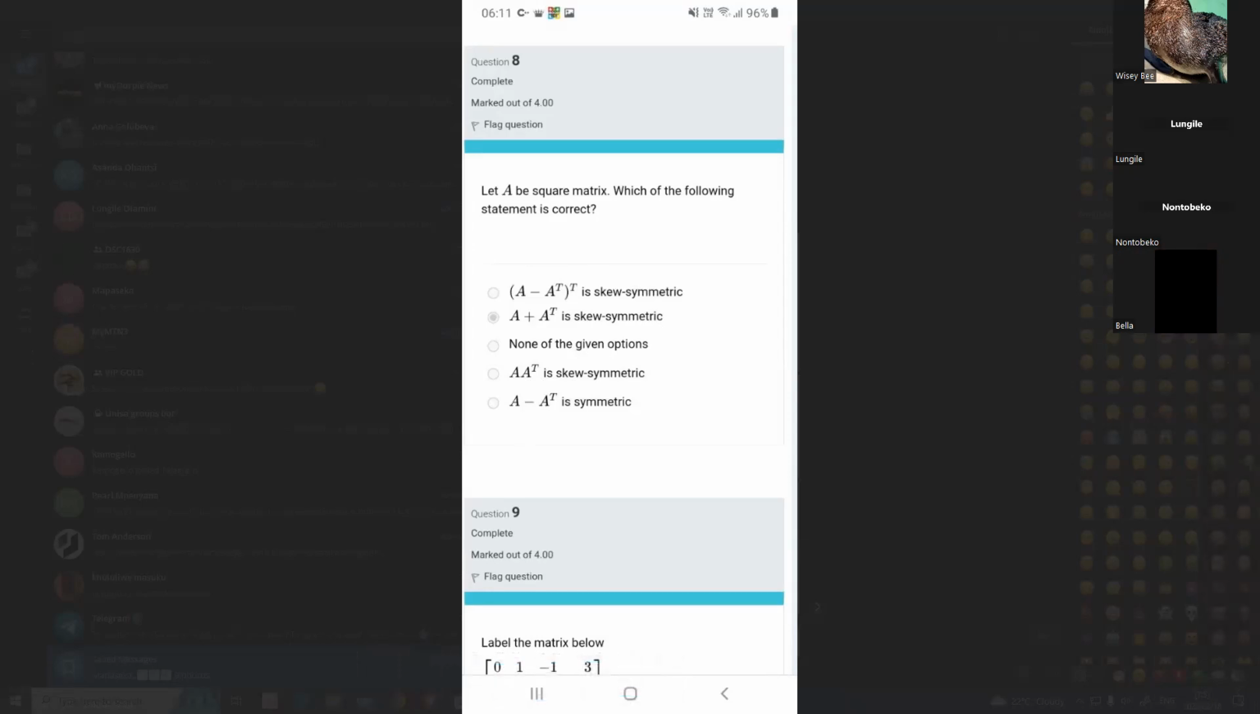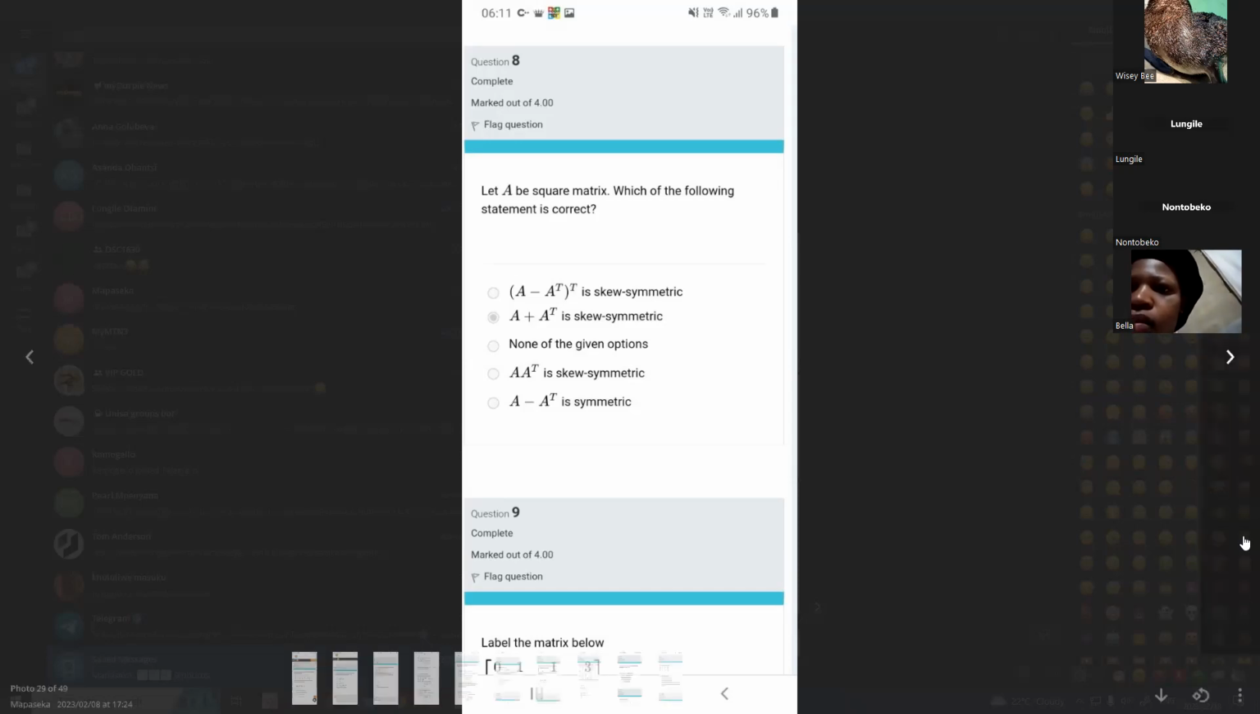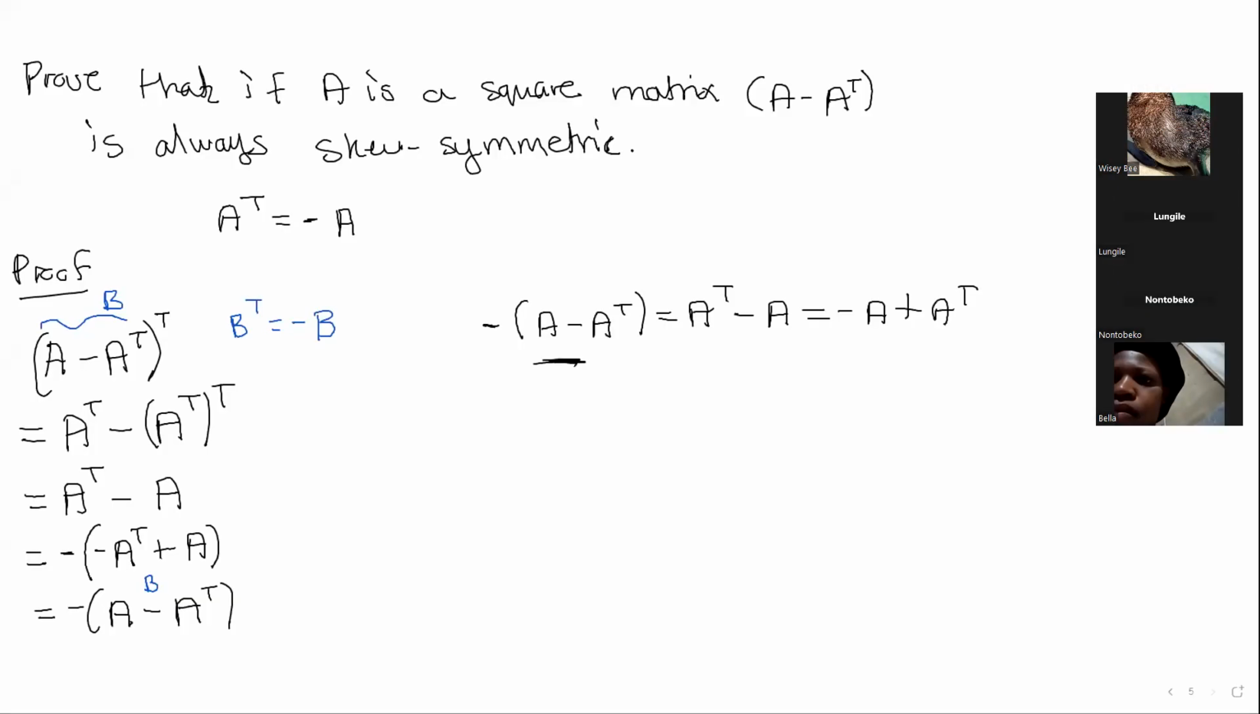A minus AT, A plus AT, then AT, and then A minus AT. All of them skew symmetric, right? And then more options. Great. I'm switching on. What, 6 minutes before this thing? Let's see if we can do it. I'm sure we can finish this one.